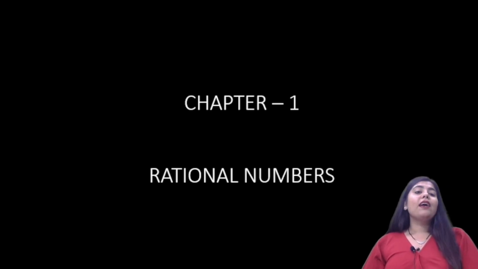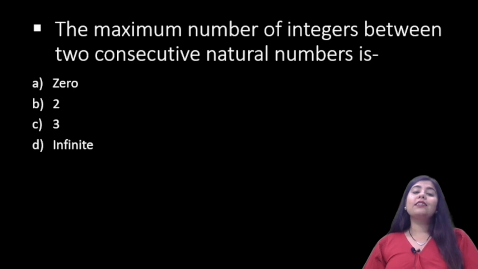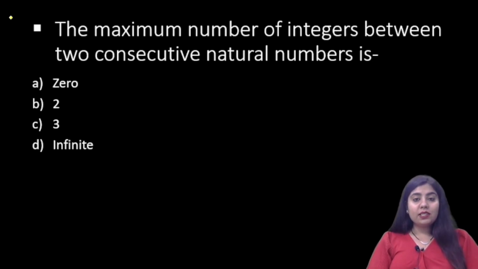Okay. First of all, let us recall a thing. Then we will move to the next part. See the question, I have a question for you: the maximum number of integers between two consecutive natural numbers is? There are two consecutive natural numbers, meaning one after the other. How many maximum number of integers can be there between two consecutive natural numbers?